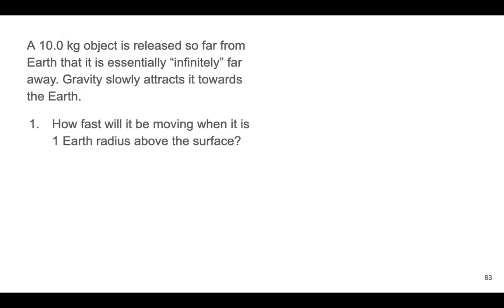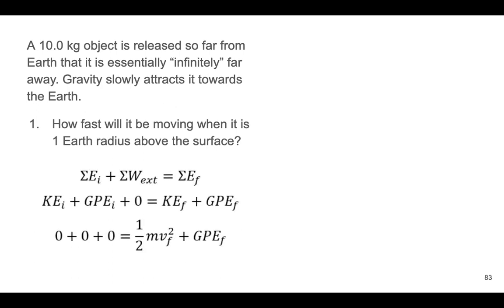So how fast will it be moving when it is 1 Earth radius above the surface? In my slides, I skipped step 1, the sketches and all that stuff. And here we are on step 2, the law of conservation of energy. So we'd consider what kind of energy you have at the beginning. Maybe there's kinetic energy initially, maybe there's GPE initially. There's no external work. We're not dealing with friction or air resistance or anything like that. And then at the end, we have kinetic energy and we have GPE.